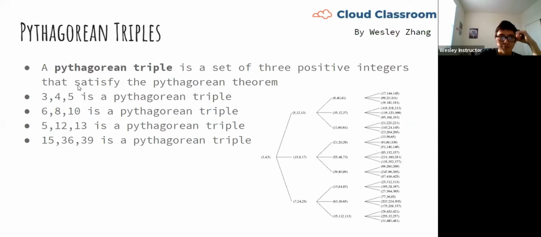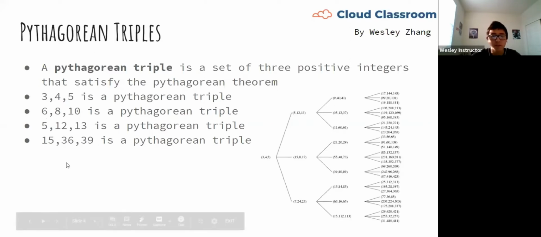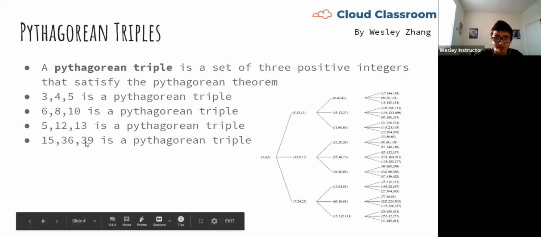So that means if I have a base set of integers such as 3, 4, 5, I can multiply this set of integers by any number, and those numbers will also satisfy the Pythagorean theorem. So for 5, 12, 13, I multiply by 3. 5 times 3 is 15, 12 times 3 is 36, 13 times 3 is 39. That will also satisfy the Pythagorean theorem.